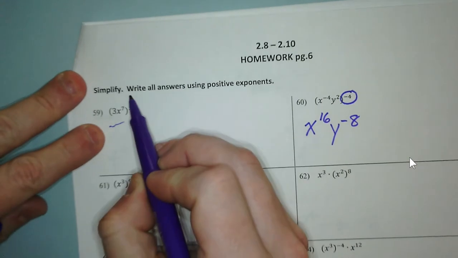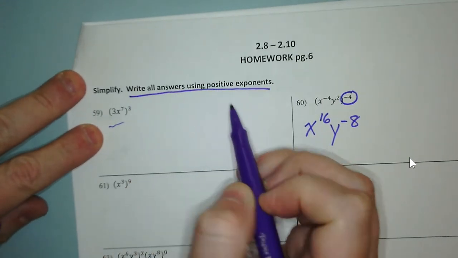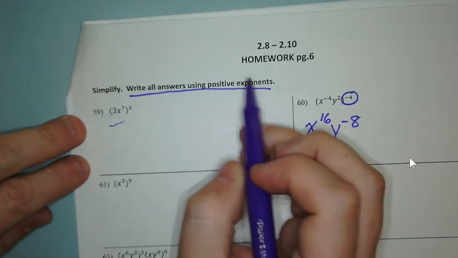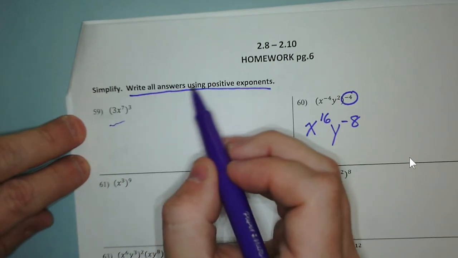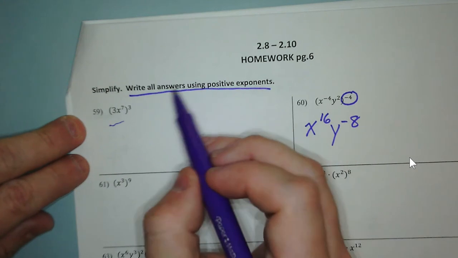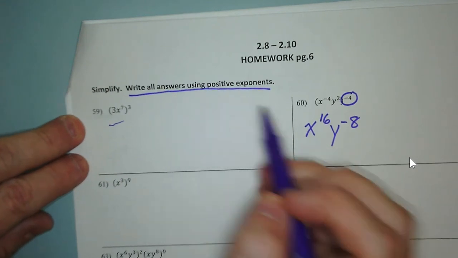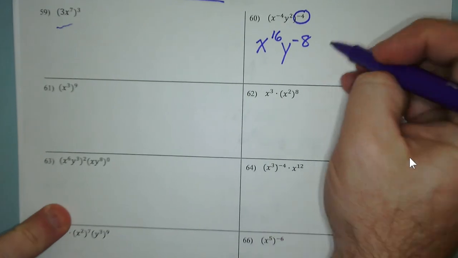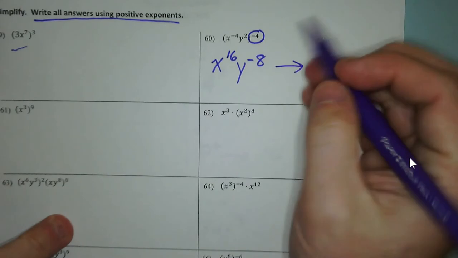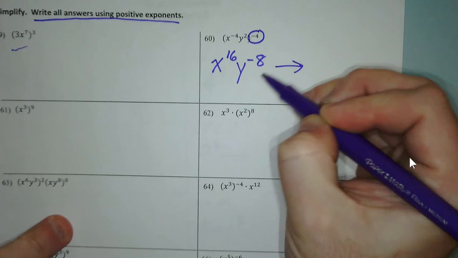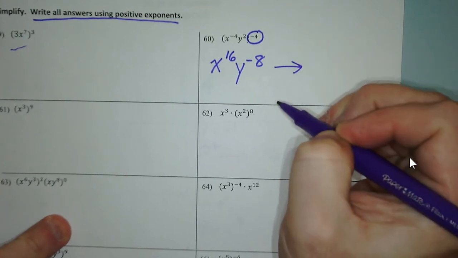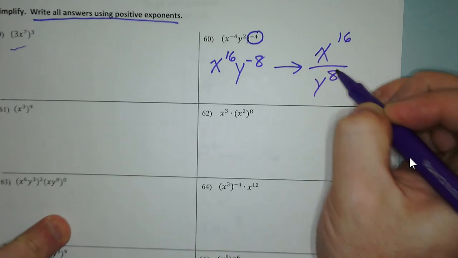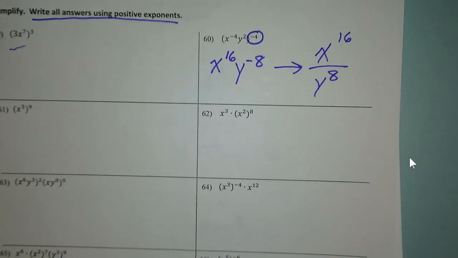Even if the directions don't say that, you should assume that these are the directions. You know what I'm saying? Like whether or not I or some textbook or some test includes these directions literally, you should think of it as we can't have a -8. So for the final answer, we'd have to move this y down to the denominator, and that would be the final answer.